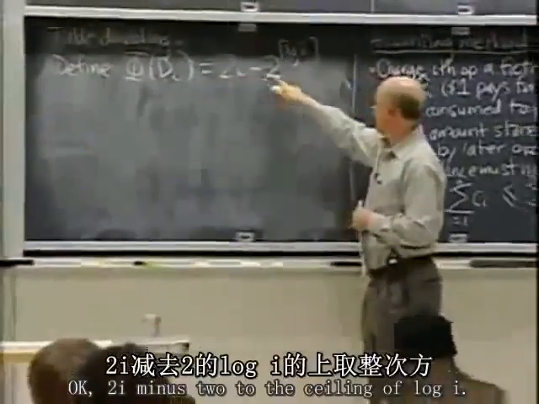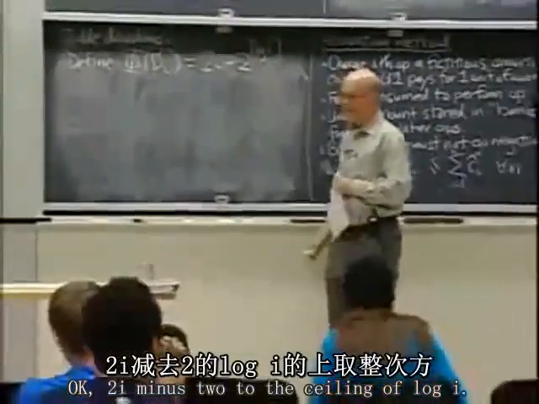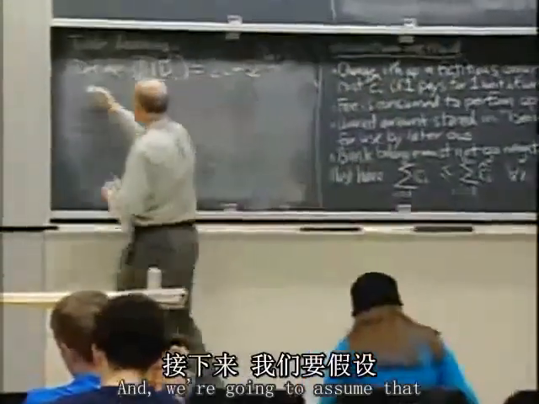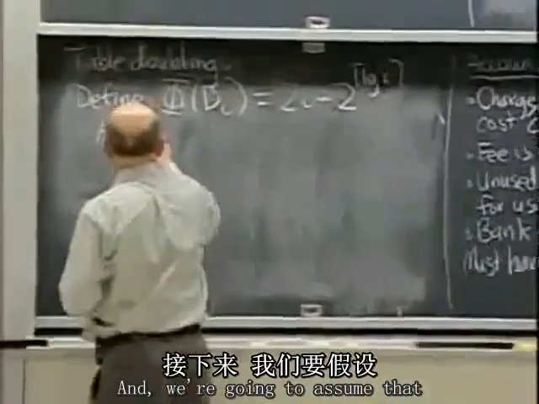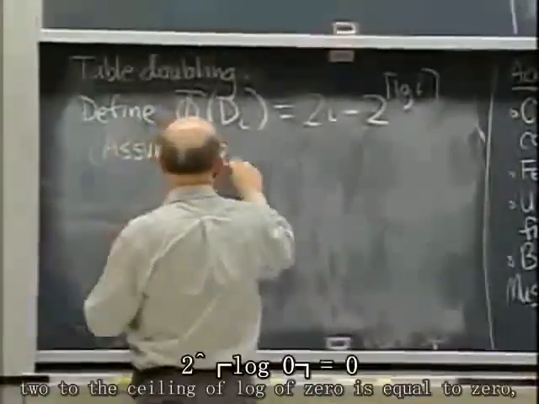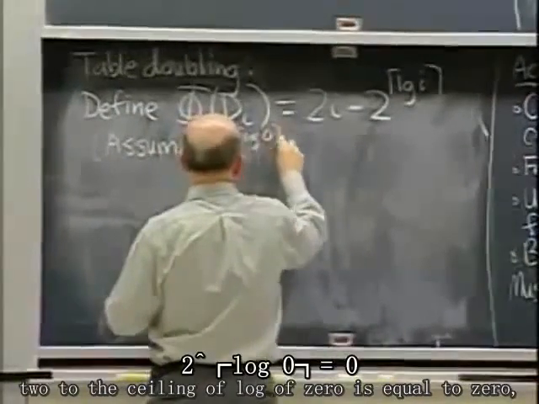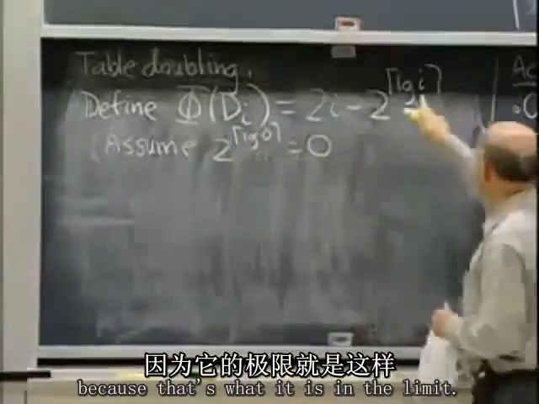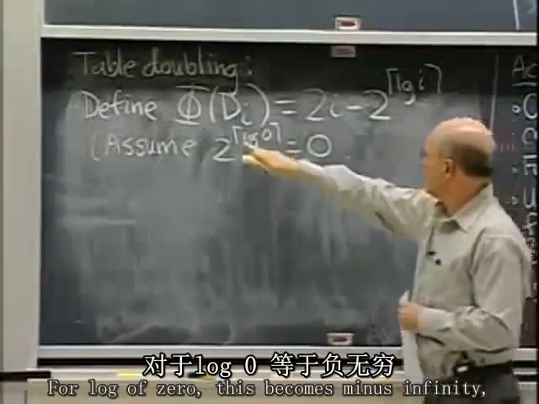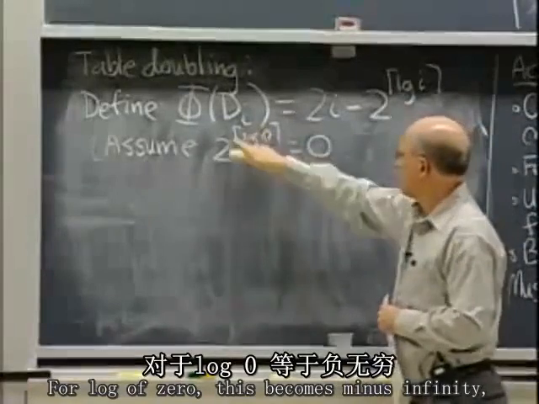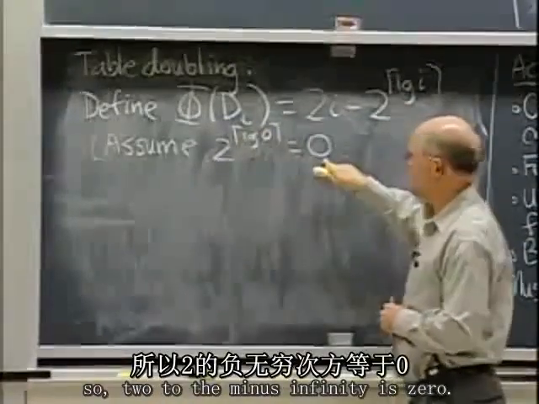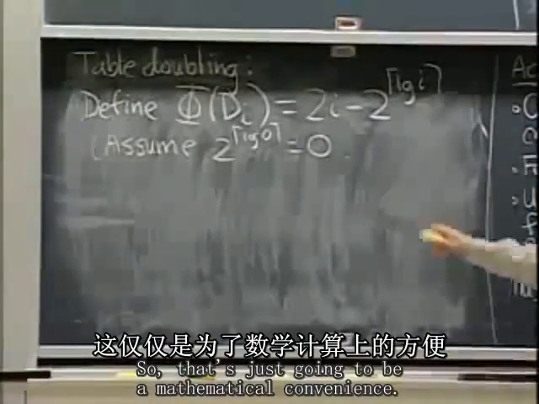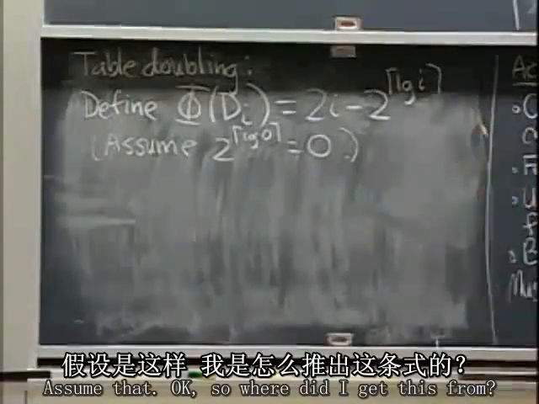2I minus 2 to the ceiling of log I. And we're going to assume that 2 to the ceiling of log of 0 is equal to 0, because that's what it is in the limit. I take the limit for log of 0, this becomes minus infinity, so 2 to the minus infinity is 0. So that's just a mathematical convenience to assume that.